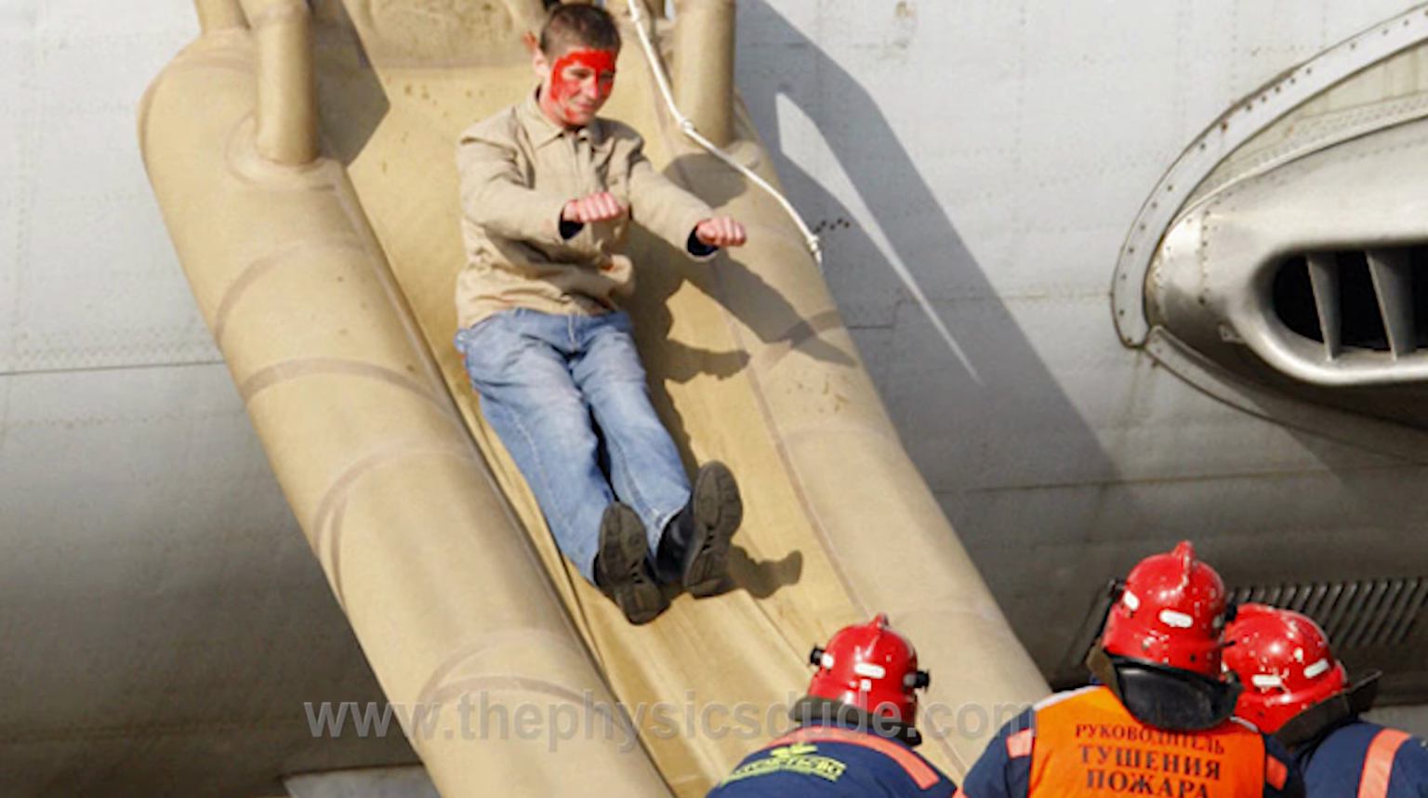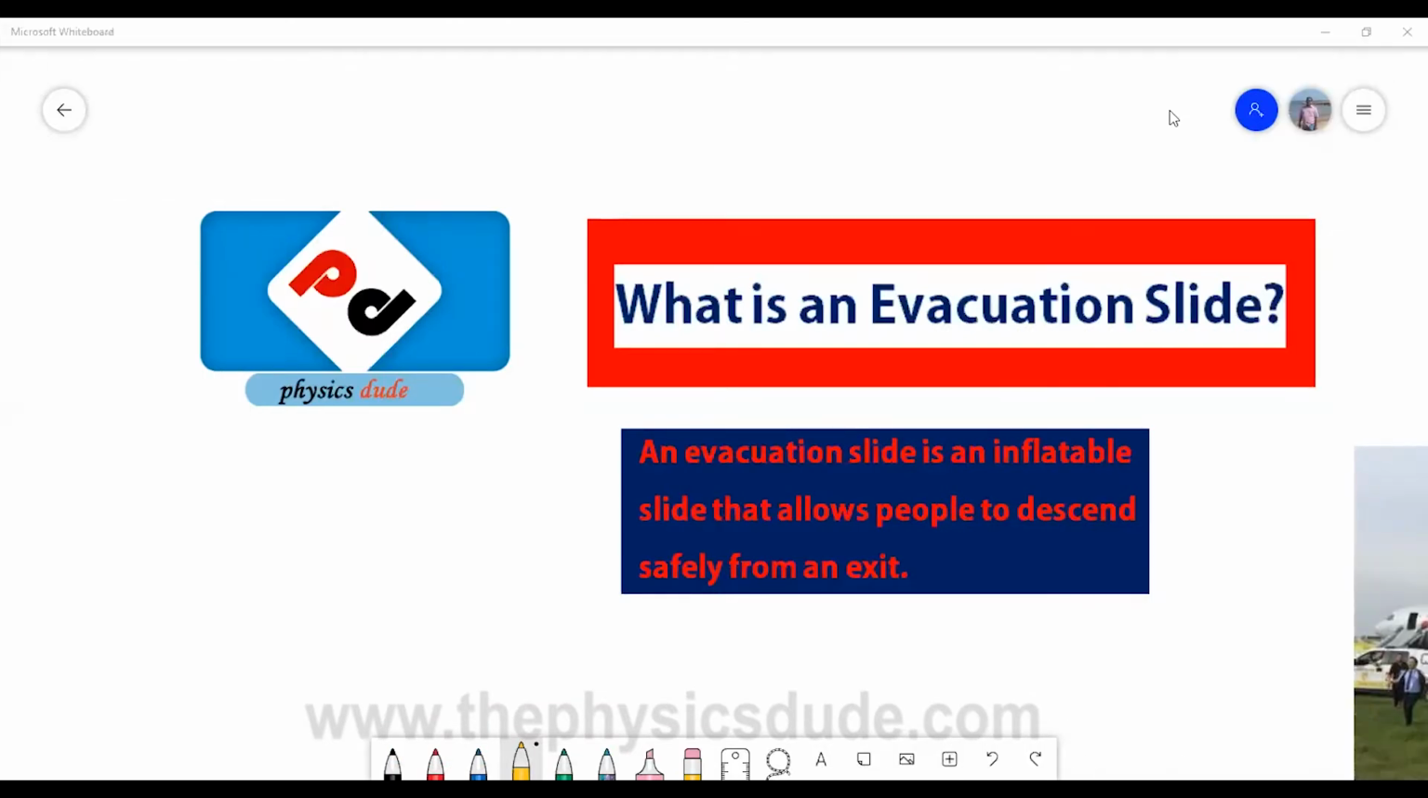Let's see what is an evacuation slide, how does it work, and who developed it for the first time. Let us see. Yes, let me begin.